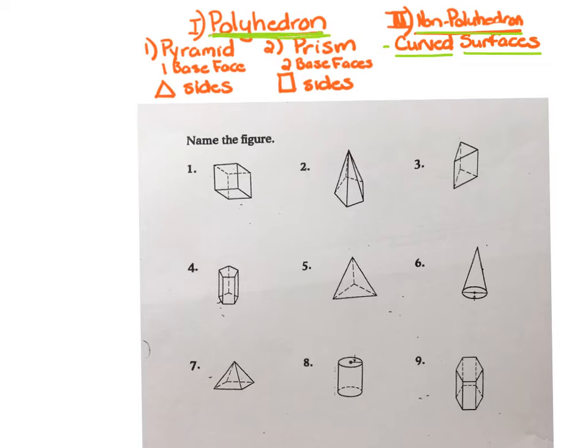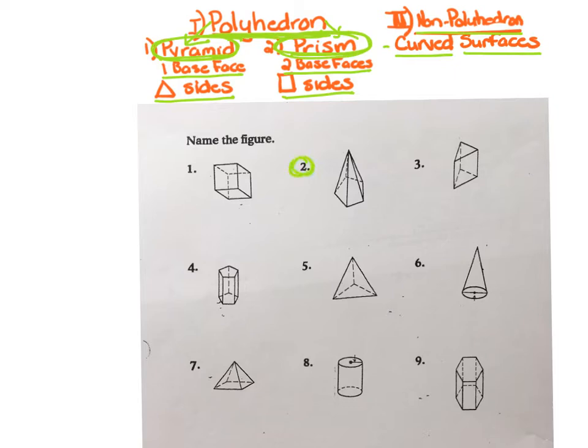Let's talk about polyhedrons, though. Polyhedrons fall into one of two categories: a pyramid polyhedron or a prism polyhedron. If there is one base face and triangular sides, then we know we're dealing with a pyramid. But if there are two base faces and the faces on the sides are rectangles, then we know we're dealing with a prism. Let's take a look at number 2.